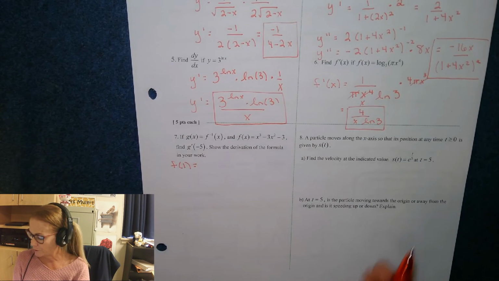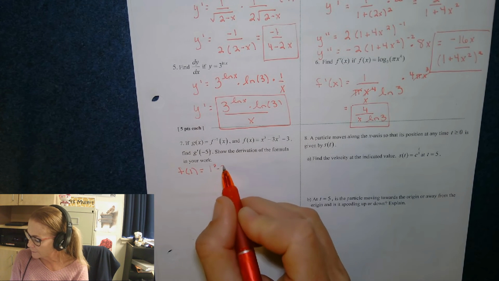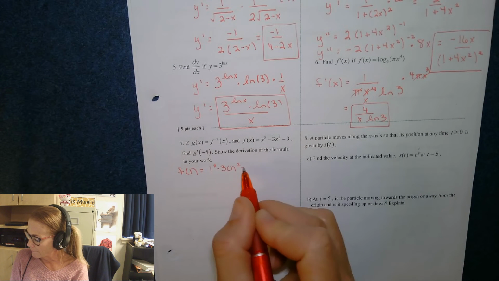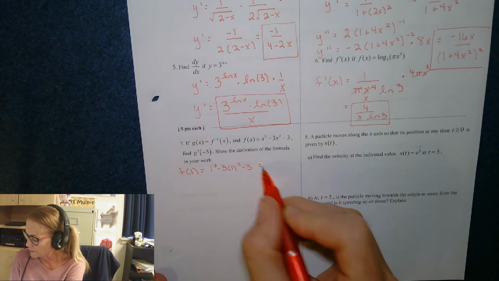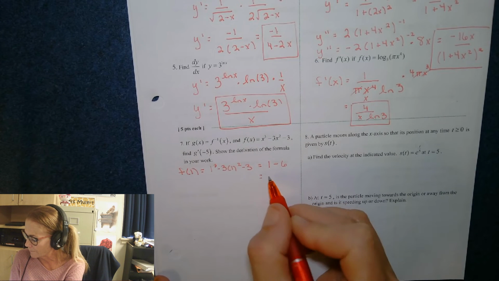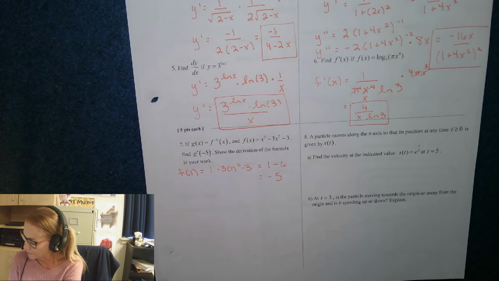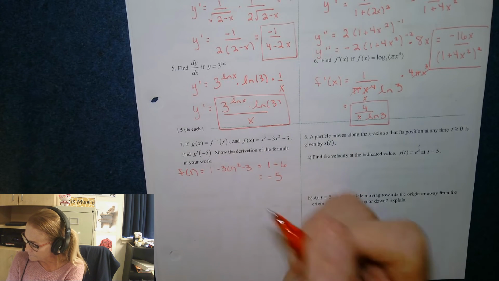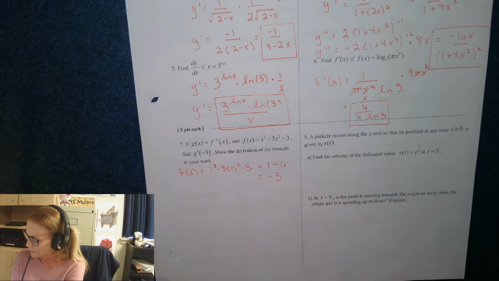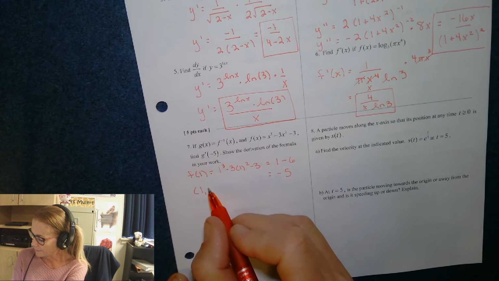So if you just test f of 1, you're going to get 1 cubed minus 3 times 1 squared minus 3, which of course is 1 minus 6, which is our -5. So that's awesome. We needed that. So that's the first thing you want to find. Okay? And so we've got this point (1, -5) for f.